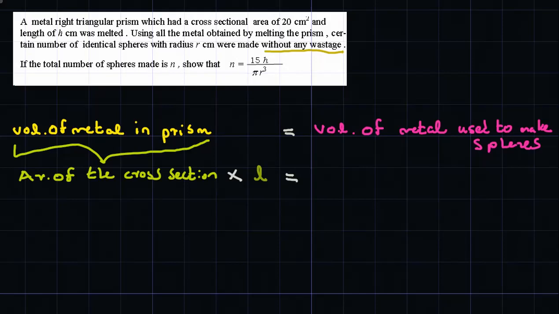What's the volume of metal used to make spheres? Spheres is plural. So how do you find the volume of metal used to make spheres? That is the volume of one sphere multiplied by the number of spheres made. Because it's the volume of spheres. So how do you find the volume of spheres? Volume of one sphere times the number of spheres.